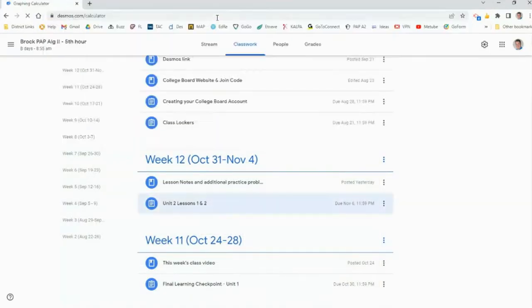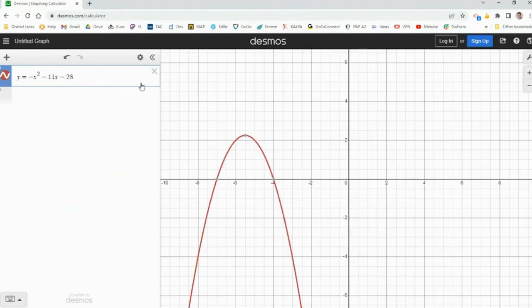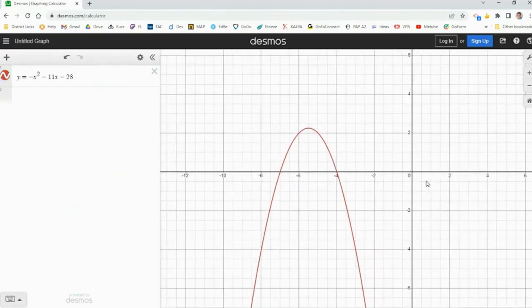Let's go to Desmos here. All right, y equals -x squared minus 11x minus 28. Now, even though we can do this on Desmos, it's important to know how to do it without Desmos. Sometimes you may need to work on something and you don't have Desmos available or whatever. You need to be able to make an XY table for any of these equations.